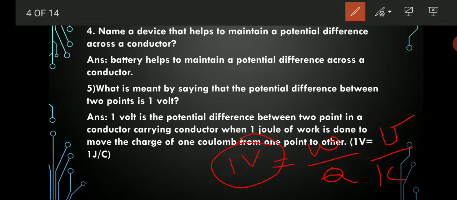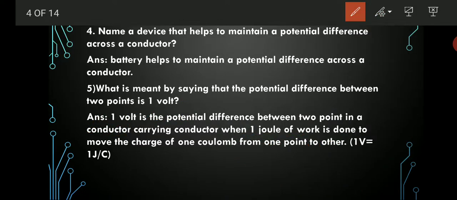So I'll read the answer. 1 volt is the potential difference between 2 points in a current carrying conductor when 1 joule of work is done to move the charge of 1 coulomb from one point to another point. So mathematically we can represent 1 volt is equal to 1 joule per coulomb.